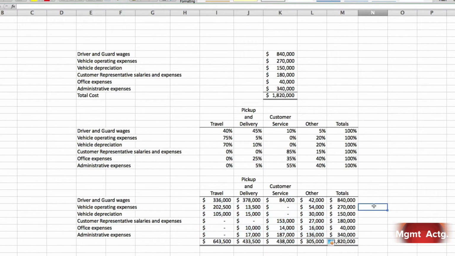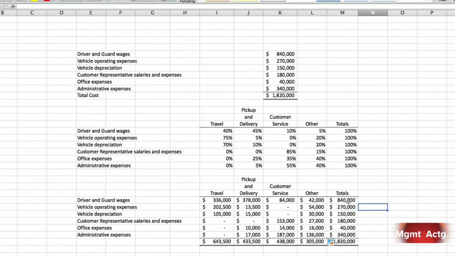So let's see what our answers look like and see if they make sense. So we'll take vehicle depreciation at random. Under customer service is 0. So we should have 0 costs assigned to that. Vehicle depreciation under customer service is 0. And you can check each of these, but they make sense.